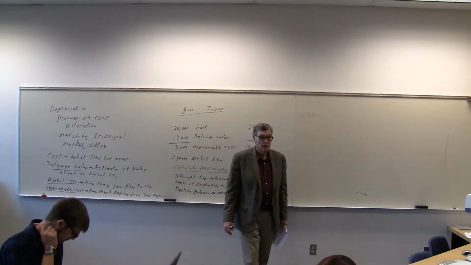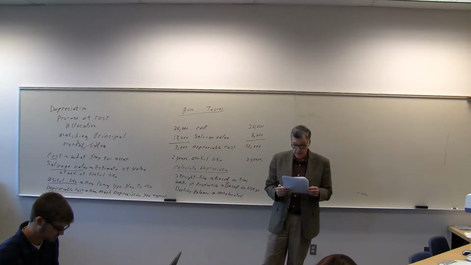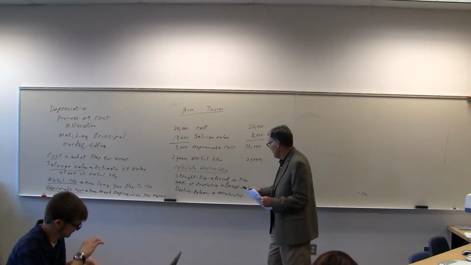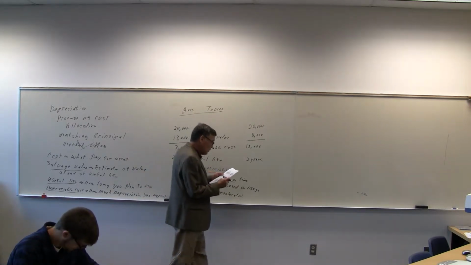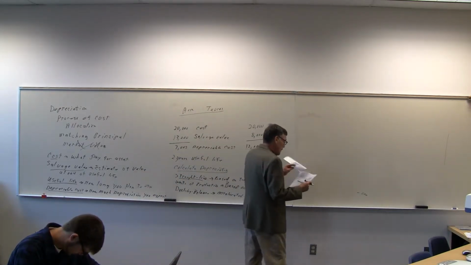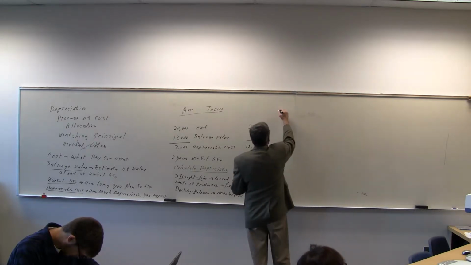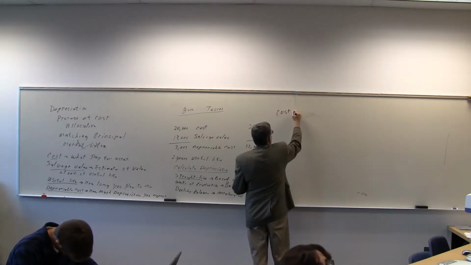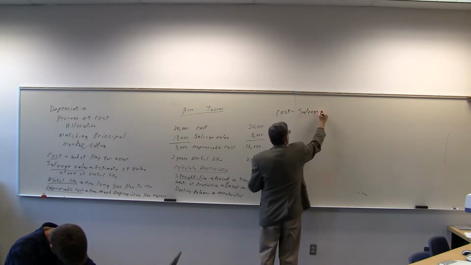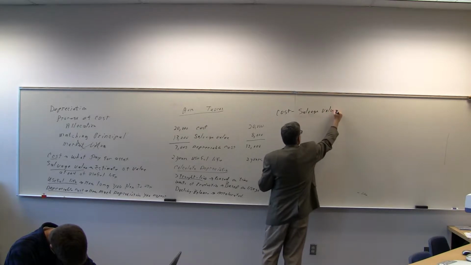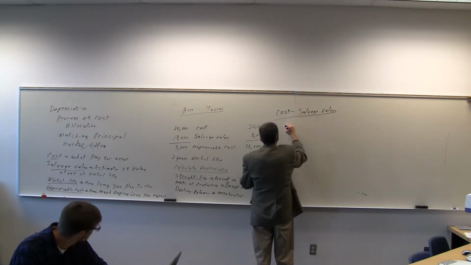Any other questions, comments? In that case, let's start with straight line. Here's what you do in straight line. Basically, the straight line method is the cost minus the salvage value, divided by useful life in periods.